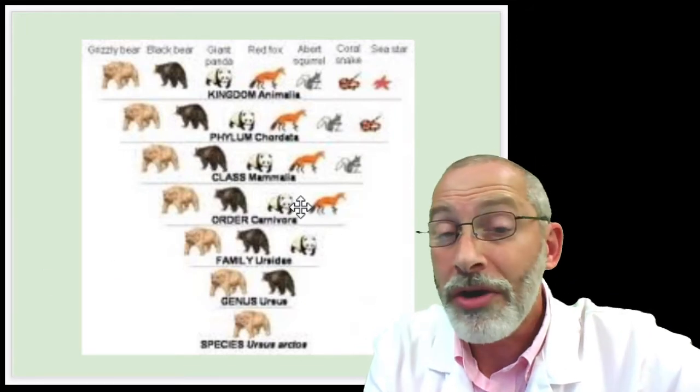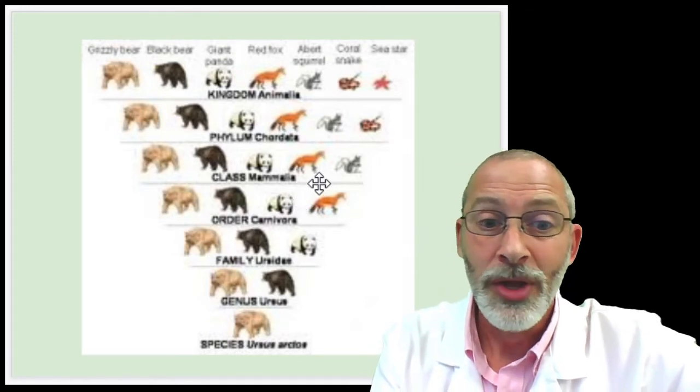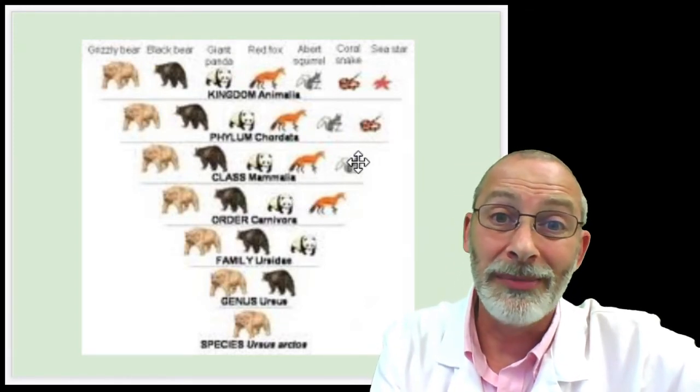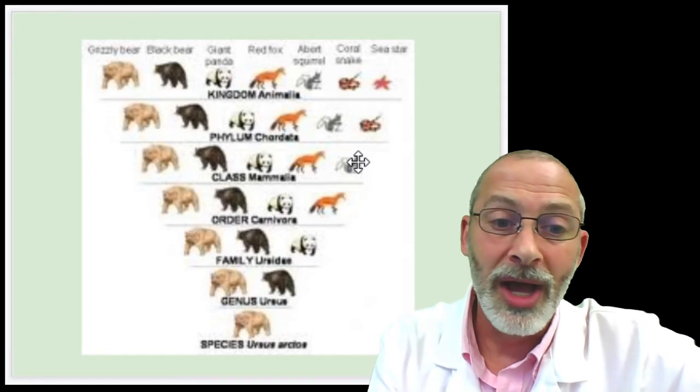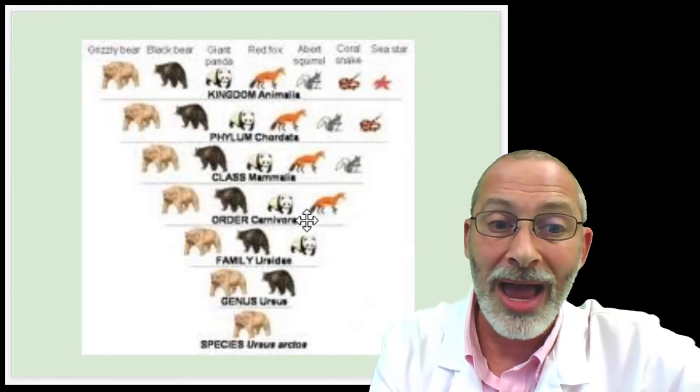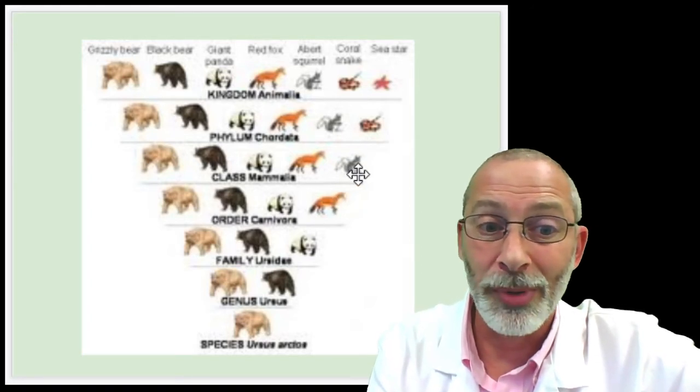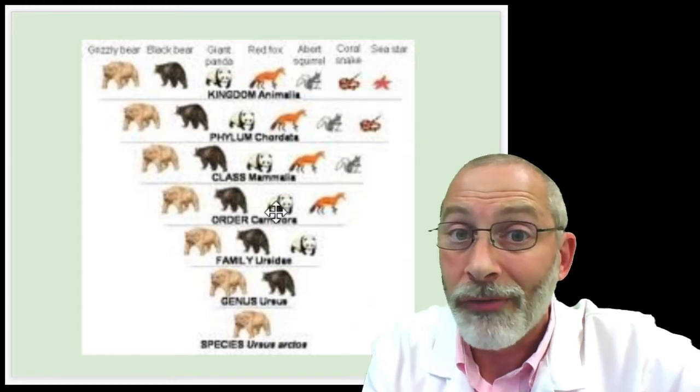Order Carnivora. Carnivore, you know what a carnivore is? It's a meat eater. Well, squirrels also eat nuts and berries. They're not just meat eaters like these other animals are. So, squirrels, they don't belong in order Carnivora.